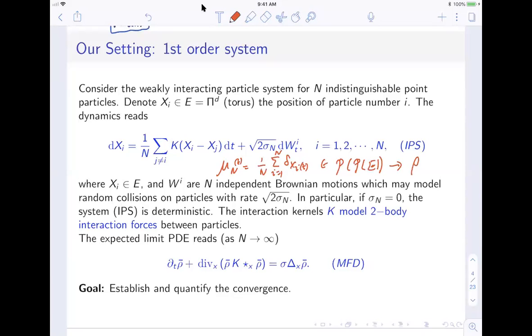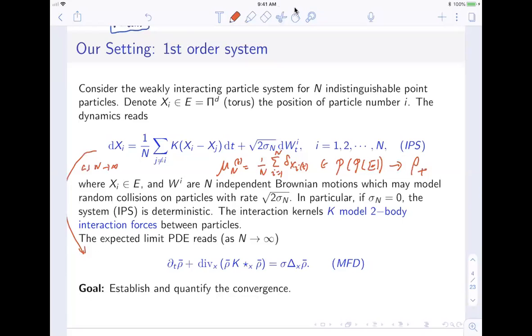So the goal of this talk is to rigorously justify this, but in a different framework. But you can think in this way: this empirical measure converges to rho t, and rho t solves this mean field dynamics. So this is the convergence from IPS, the interacting particle system, to mean field dynamics. This is called the mean field limit. Our goal is just to show this convergence, and also quantify it.